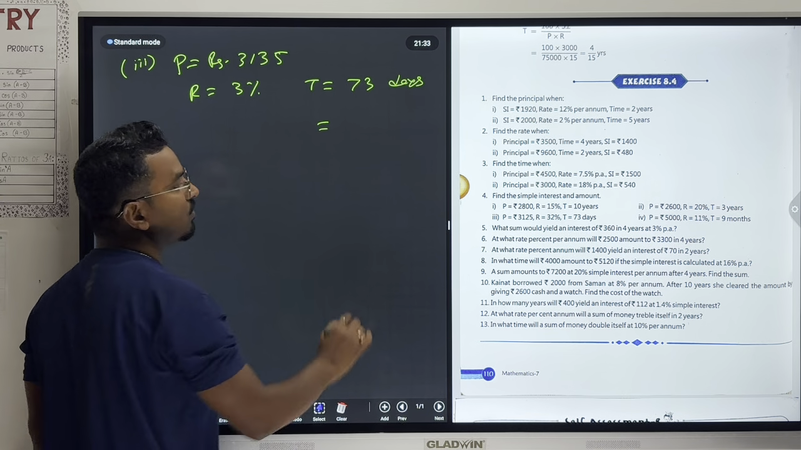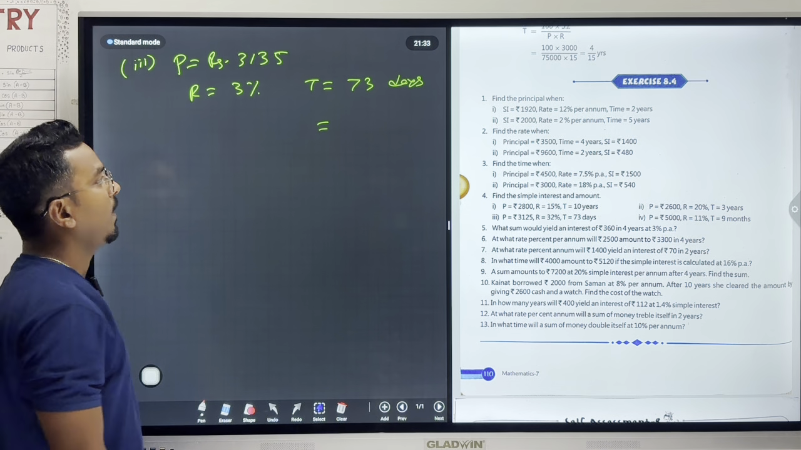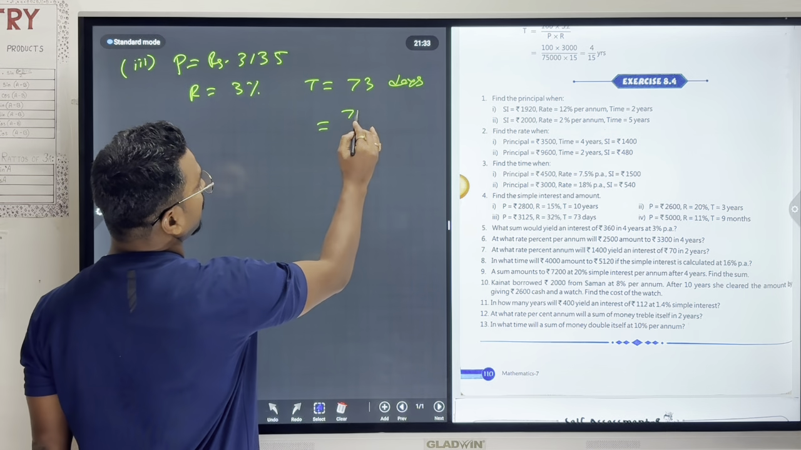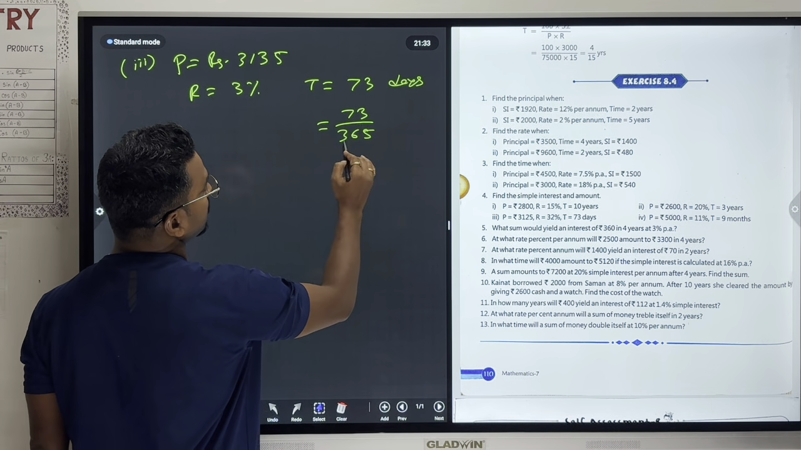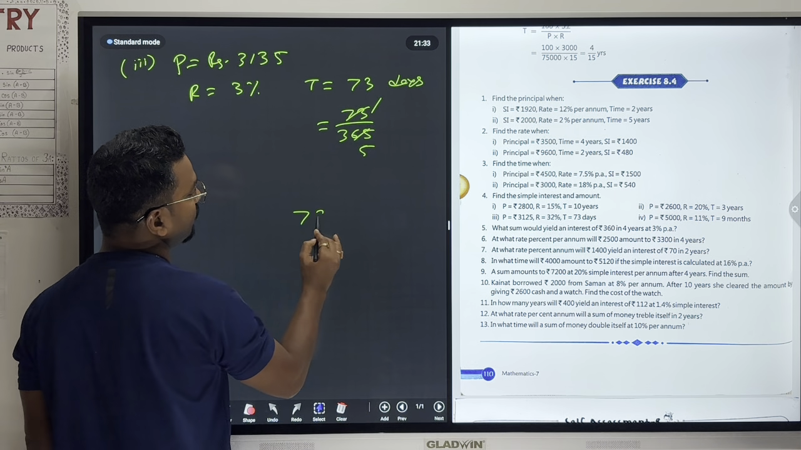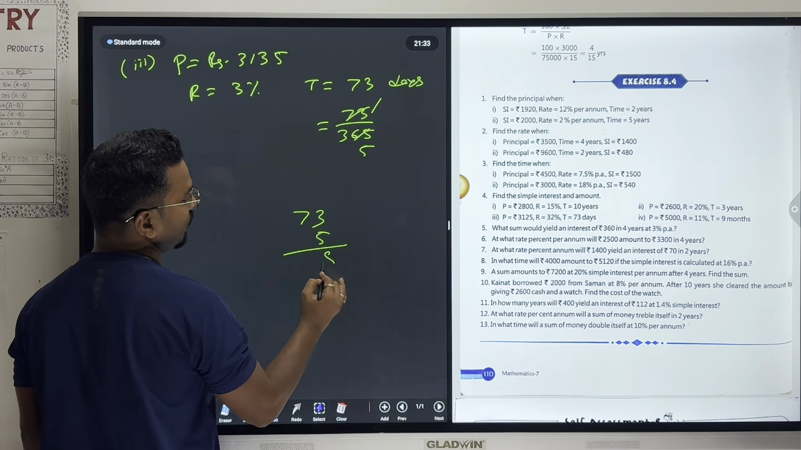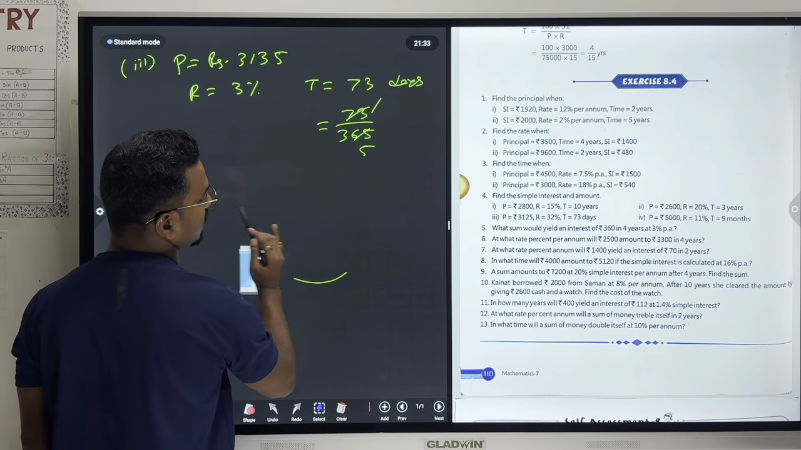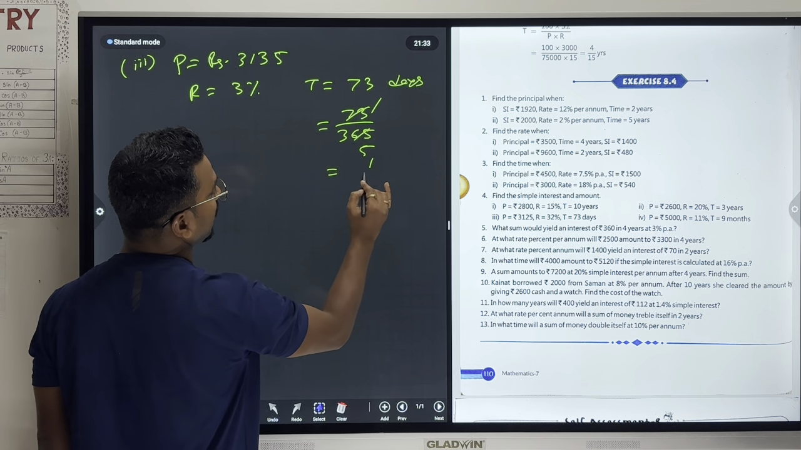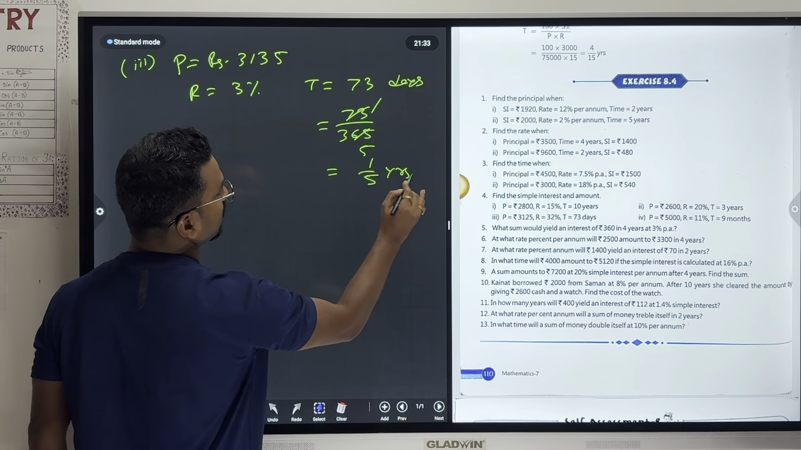So you have to convert into year. How many days are there in a year? 365. So if you cancel, it will be 5 times. 73 into 5 is how much? 365 days. So if you cancel it, you will get 1 by 5. So time is 1 by 5 years.